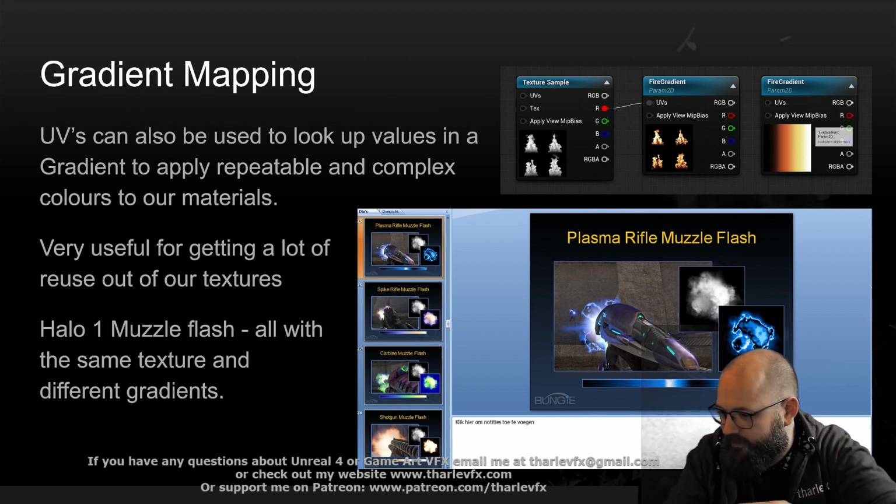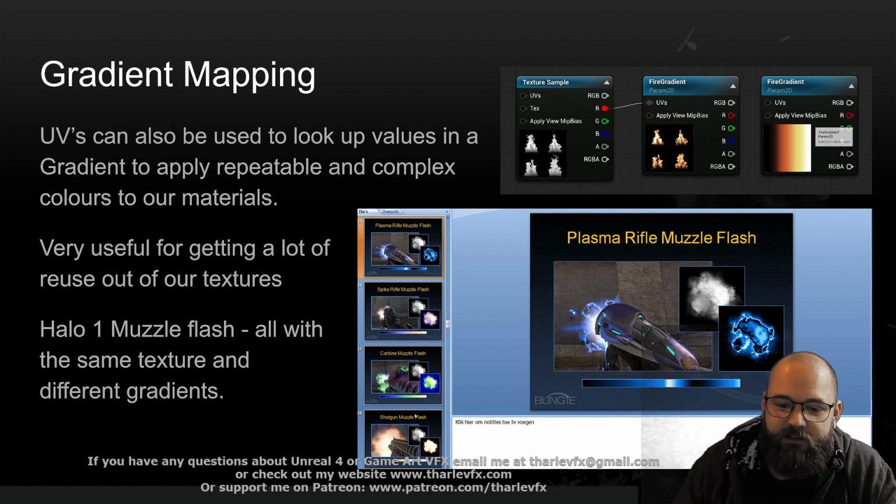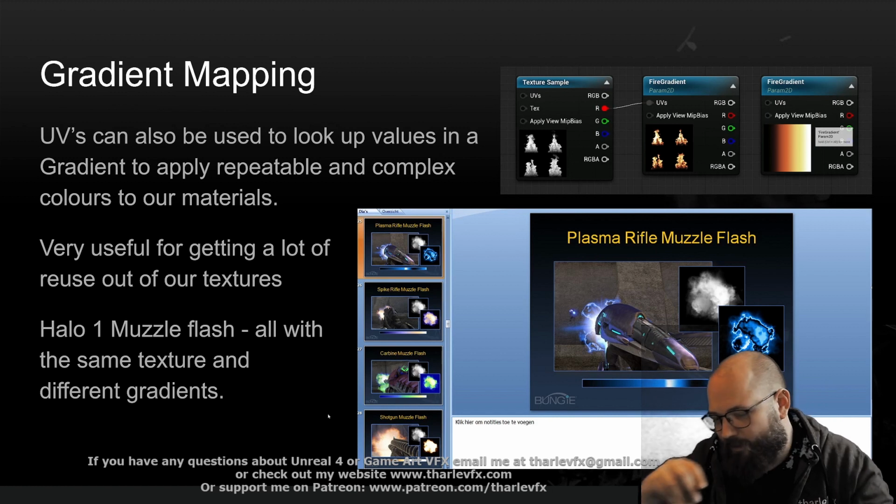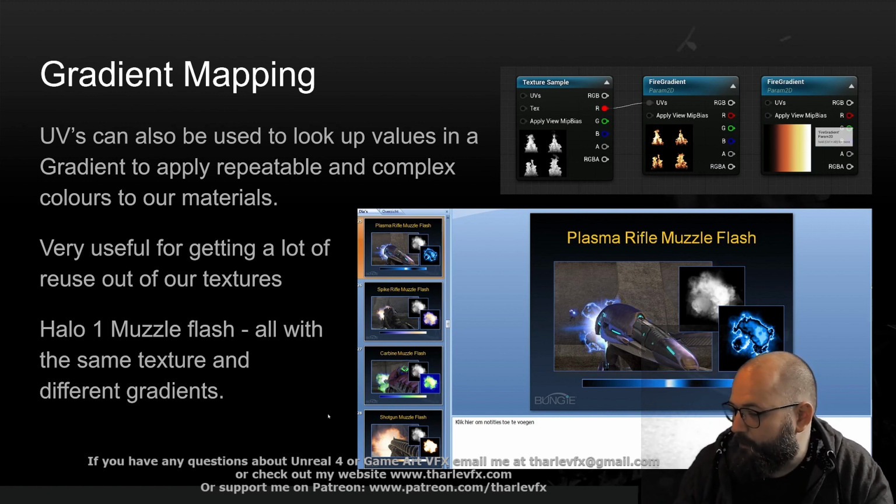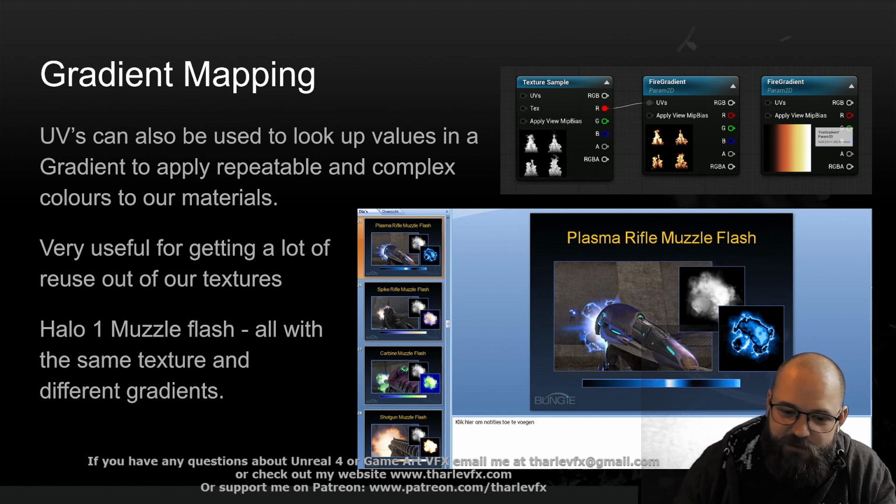One example of this is from Halo 1. Again, getting a bit old now, but it's always good to look back at the old games to see how they did it, because they had to do it optimally, to see how we can do things optimally now. They only had a single texture for every muzzle flash in the game. It's a bit small to see maybe, but here we've got the shotgun.